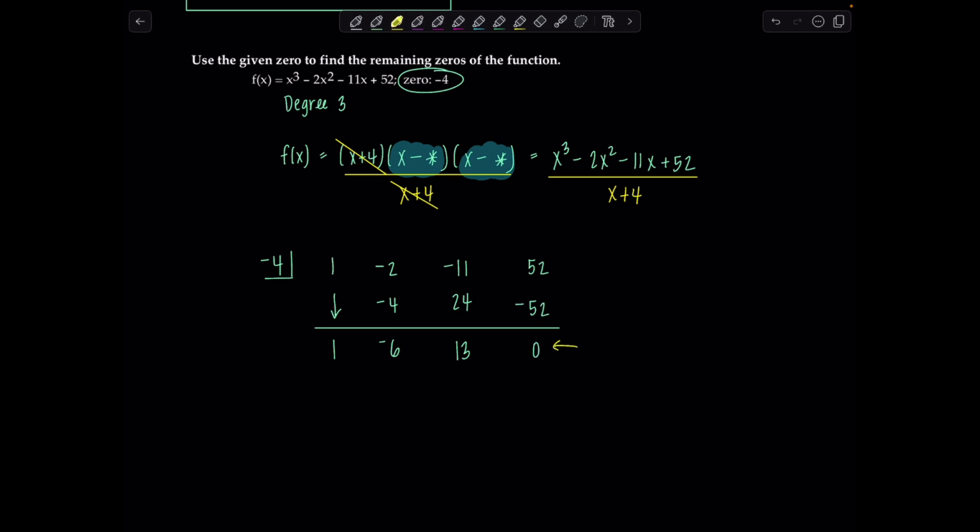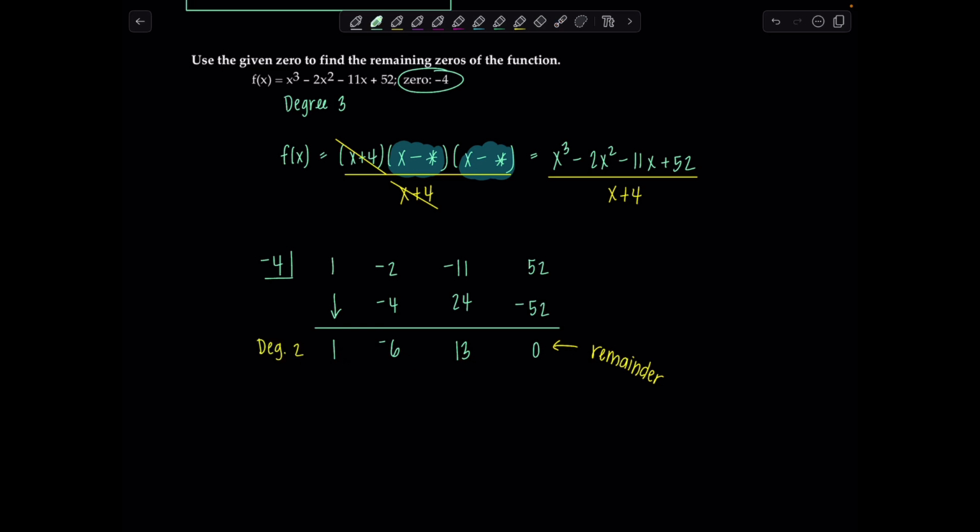This is your remainder, and it better be 0 if you're dividing by something that is a factor or zero of the polynomial. So if you don't get 0 and you used a given zero, then you messed up somewhere, okay? That's helpful. But here are the coefficients of the quotient. The quotient is always going to be 1 degree lower than whatever you were dividing into. So this guy was degree 3, my original function. This is degree 2.